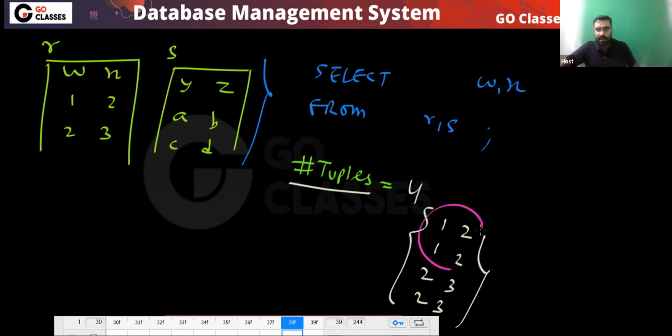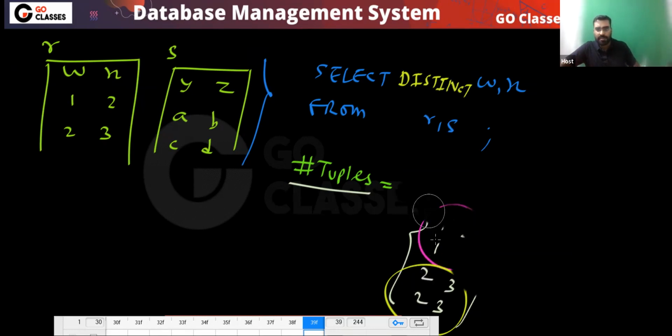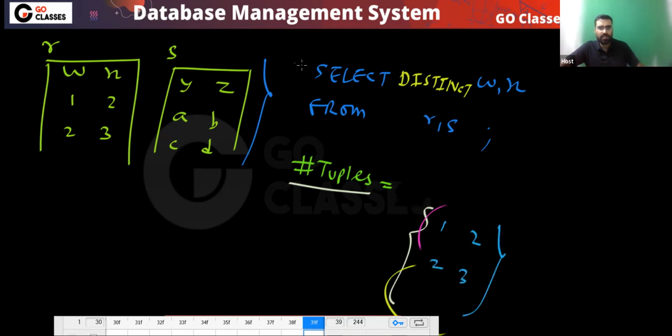This repetition will happen if I don't use the DISTINCT word. But in the same question, if I use the DISTINCT word, now what will be the number of tuples? Now the number of tuples will be only 2: (1, 2), (2, 3).